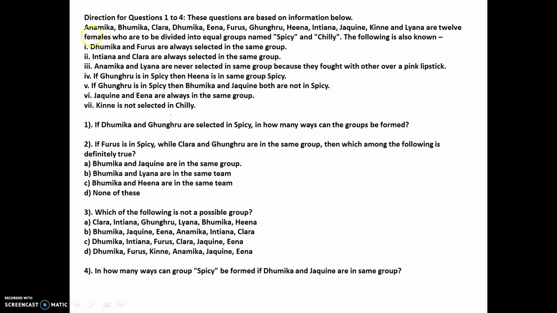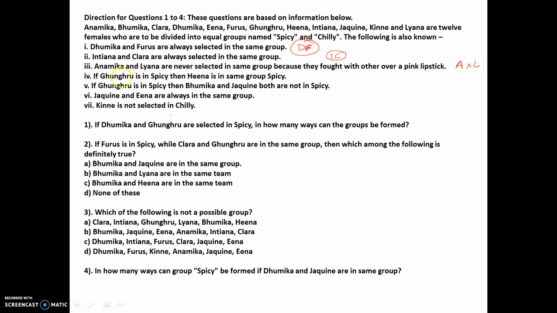We'll use initials because the names have different initials out here: A, B, C, D, E, F, G, H, I, J, K and L. They have to be divided into two equal groups, spicy and chili. Now D and F have to be selected in the same group, so DF is together. I and C are always selected in the same group, so IC is also together. A and L are never selected in the same group because they fought. So A and L we cannot keep together.